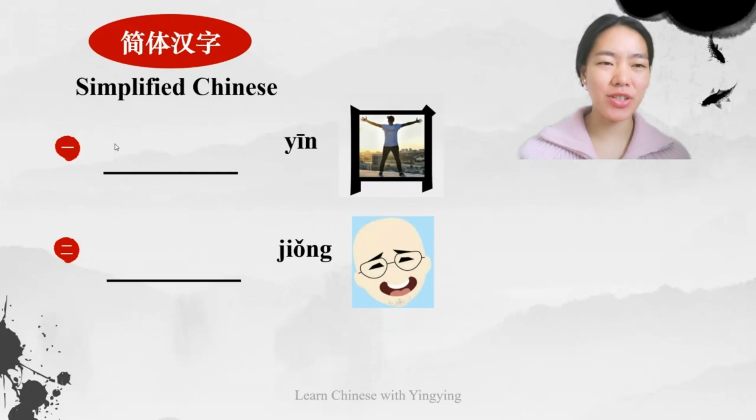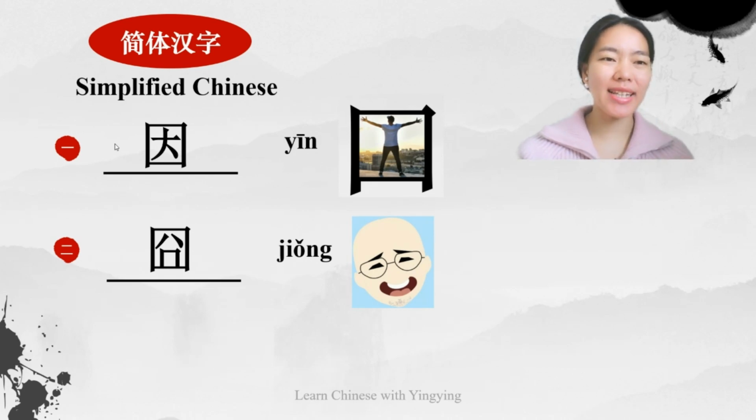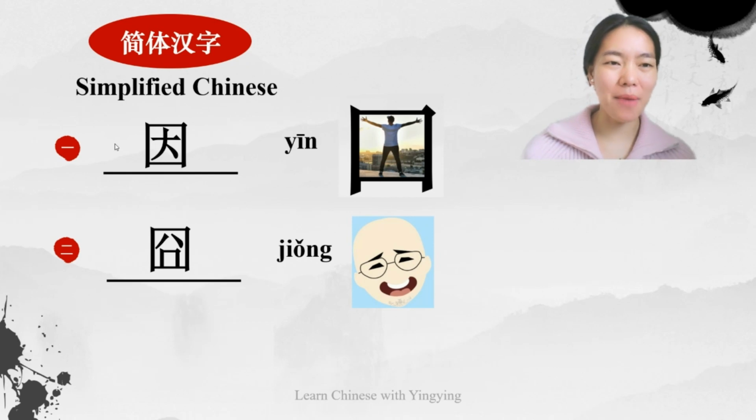So how about these two? Can you write it? So the first one is 因. The word big inside a square. It means reason. While this one is 囧. It means embarrassing. While the word itself looks like an embarrassing face, isn't it?